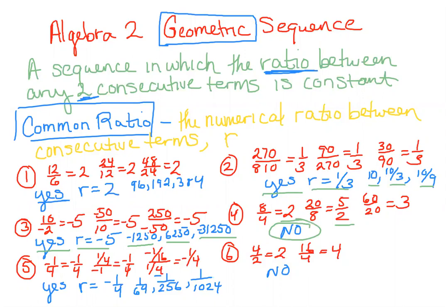Number 5, when we do all of that division, we get negative 1/4 each time. You can see it goes back and forth between positive and negative again. And so it is geometric, and our ratio is negative 1/4. So we get 1 over 64, negative 1 over 256, and 1 over 1040. Number 6, again, we get a 2, and then we get a 4, so we can stop and say, no, it is not geometric.